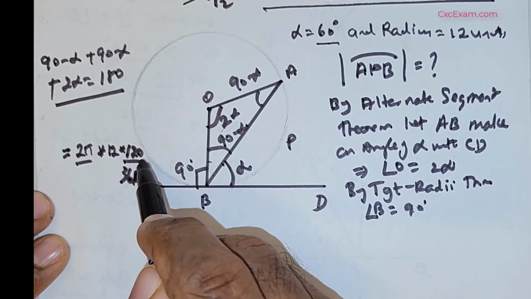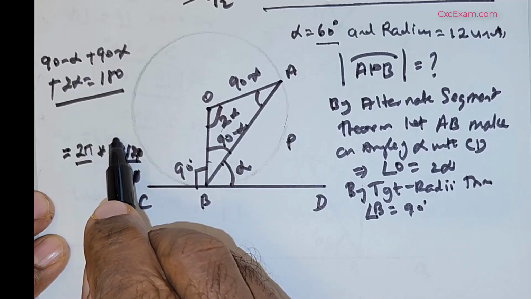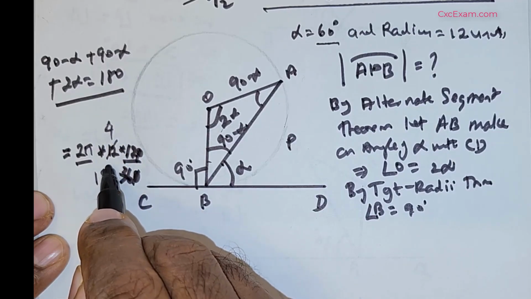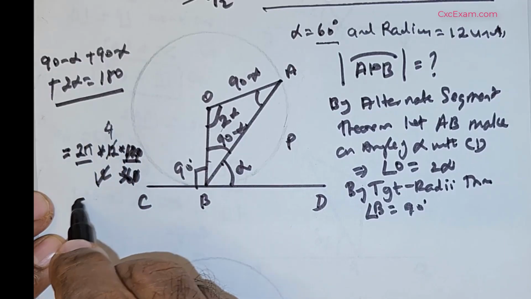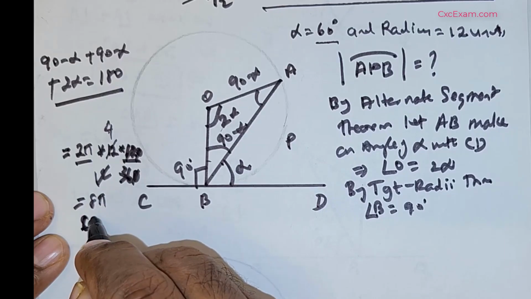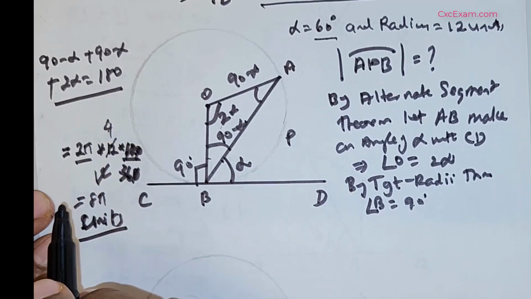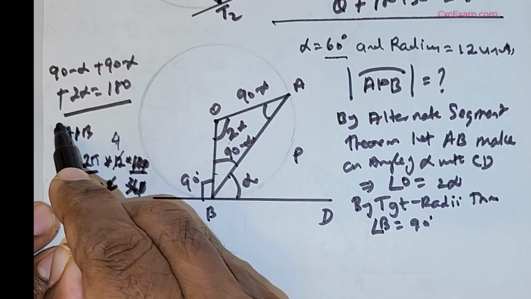So clearly 0 gets cancelled, and 3 divides here 4 times, 3 divides here 12 times, 12 and 12 get cancelled. 4 times 2 pi is 8 pi. I will just say units, right? So what is this? This is the arc length APB.